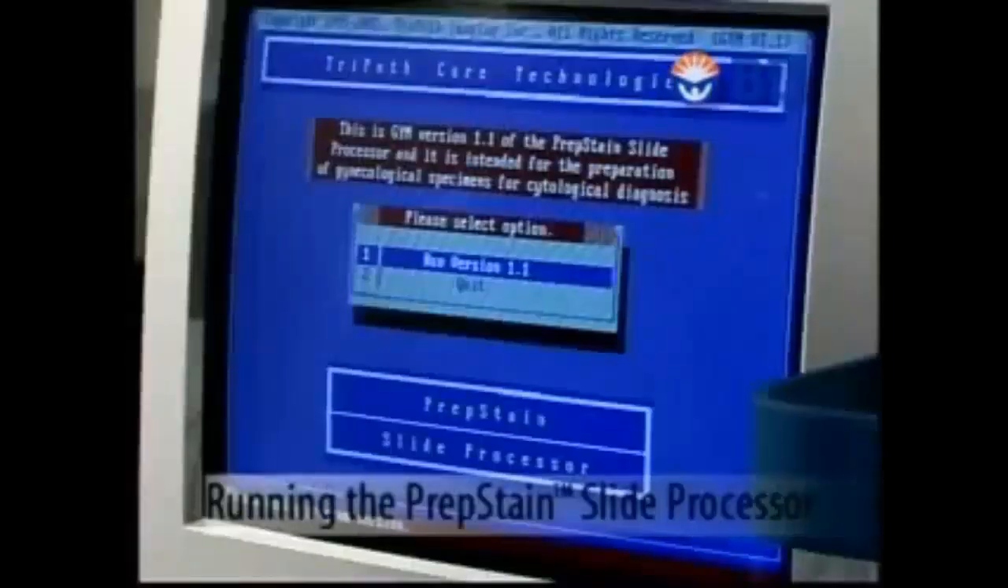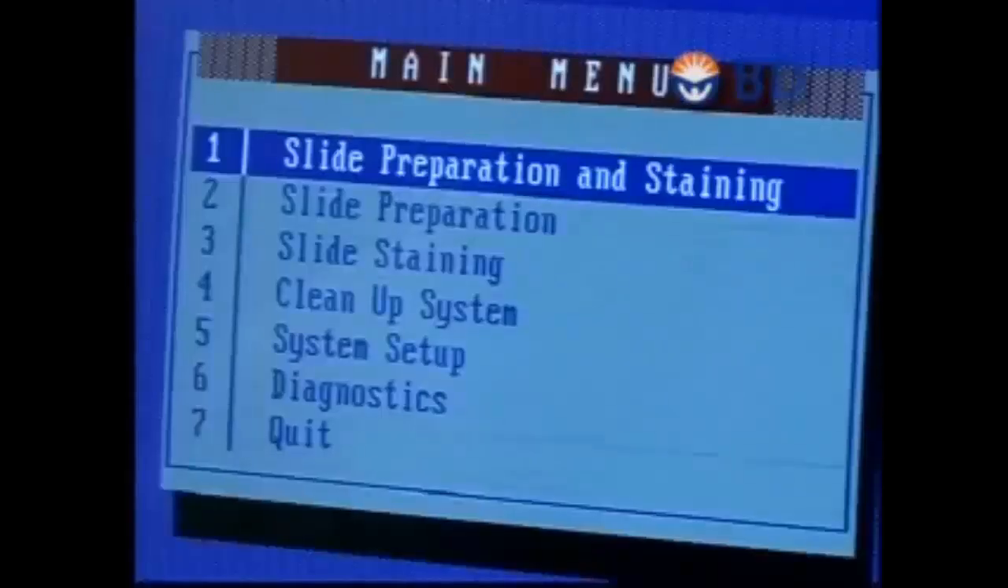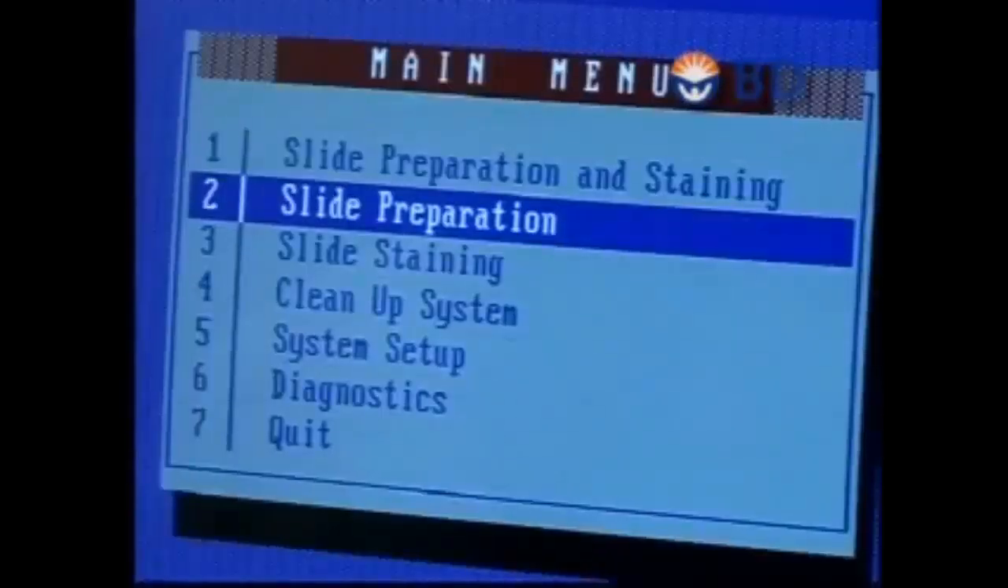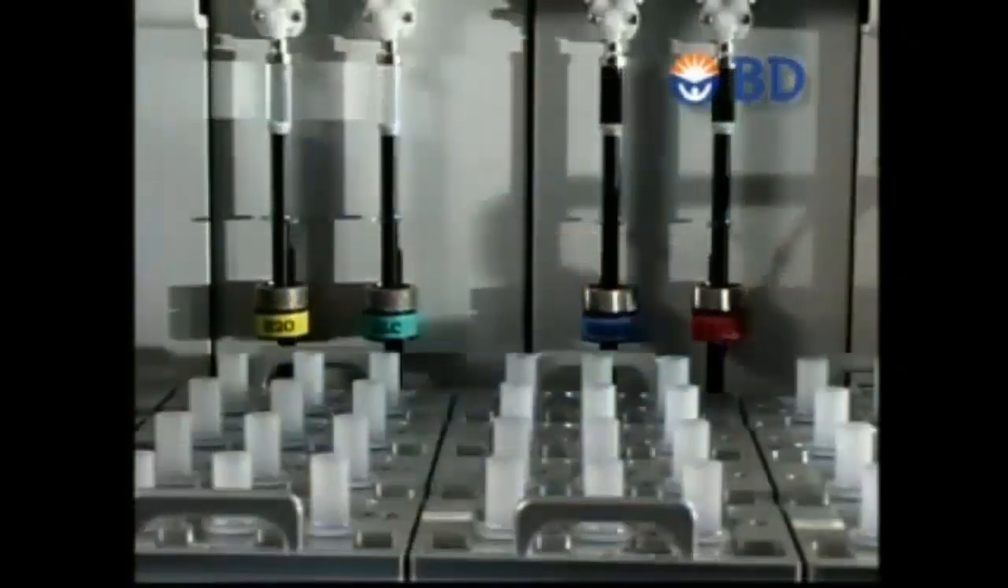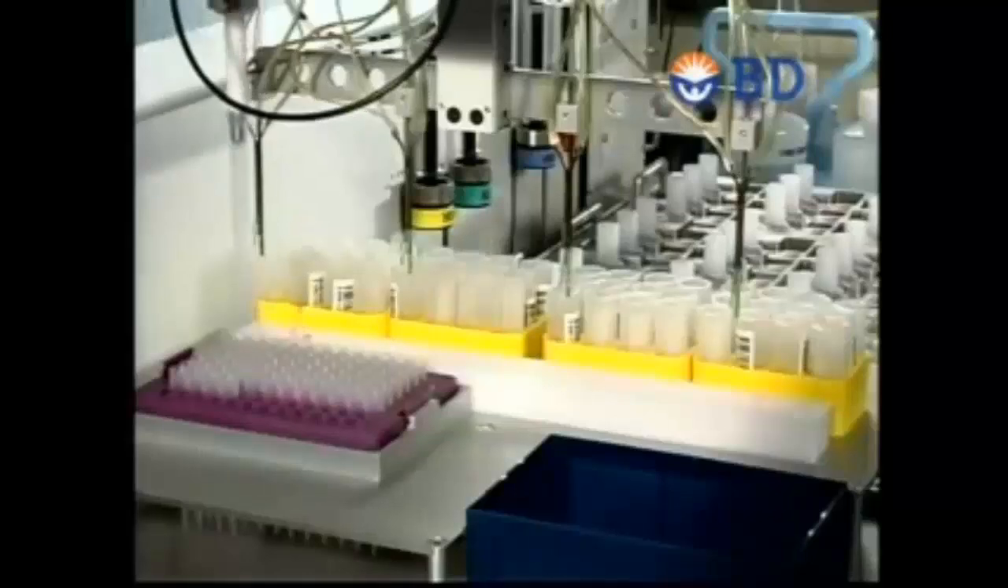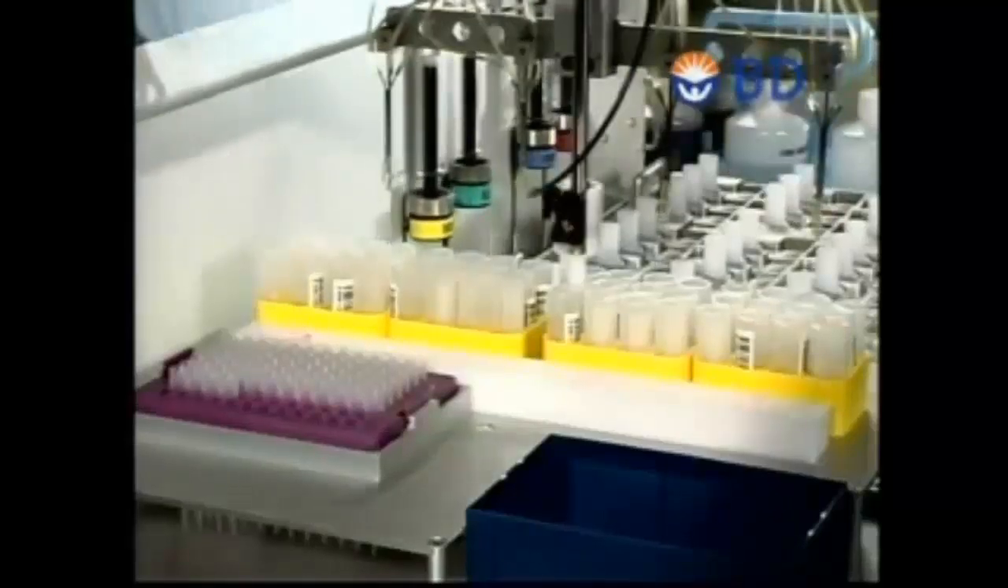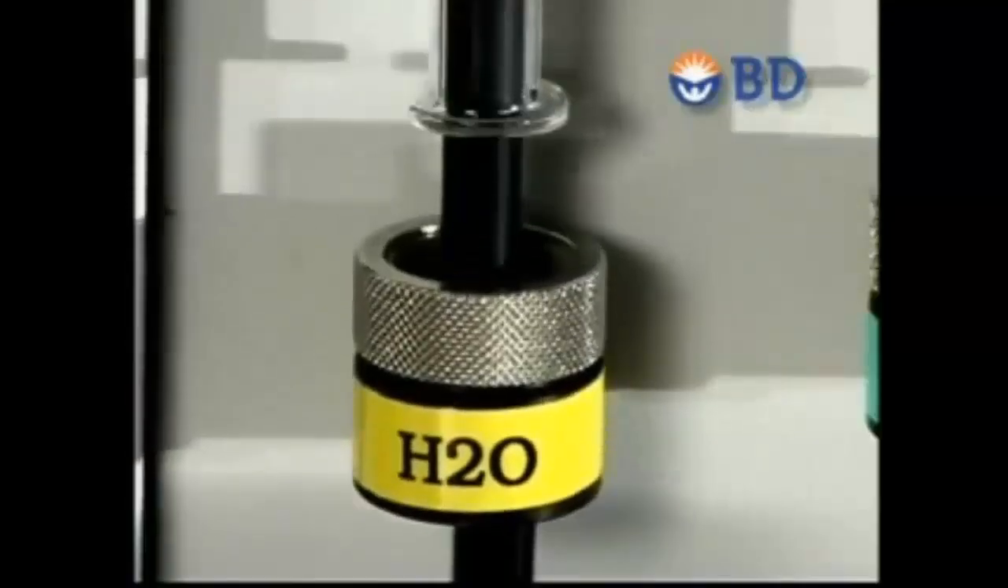3 processing options are offered from the PrepStain main menu. They are preparation and staining, slide preparation only, or stain only. Once selected, the number of slides to be processed is entered. The system primes itself and the robotic arm moves into action, picking up a fresh disposable tip prior to each sample. It moves to the appropriate tube, dispenses water into the tube, and resuspends the cell pellet.